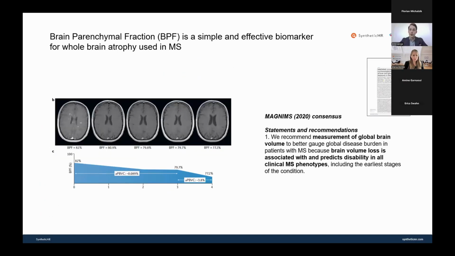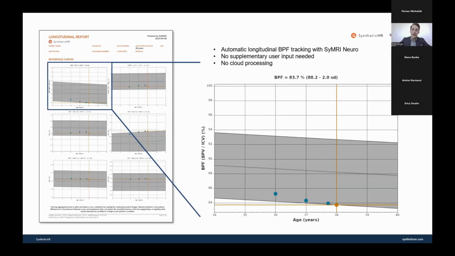As many of you probably know, BPF, or brain parenchymal fraction, is a very simple and effective measurement of whole brain atrophy. It was recommended back in 2020 in the MAGNIMS consensus guideline to measure global brain volume, since this is associated with and predicts disability also in very early stages of MS. And with SyMRI, you can have very fast and easy access to that BPF measurement and provide it to your neurologist without any additional user input needed or cloud processing.